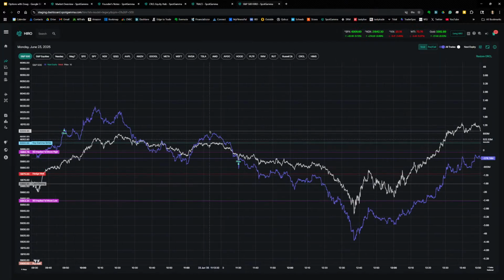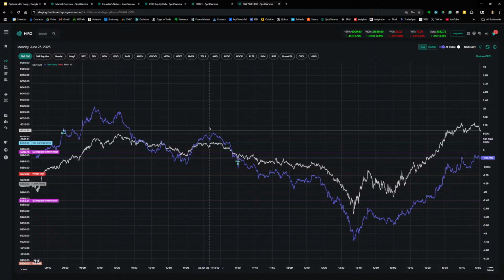All right, so here's the Hero signal. This is the SpotGamma Hero signal. What this is showing is options trades and market maker hedging activity for the S&P 500 index components, and that is the SPX, SPY, ES futures, and XSP. The purple line is the Hero signal, and the white line is price for SPX.